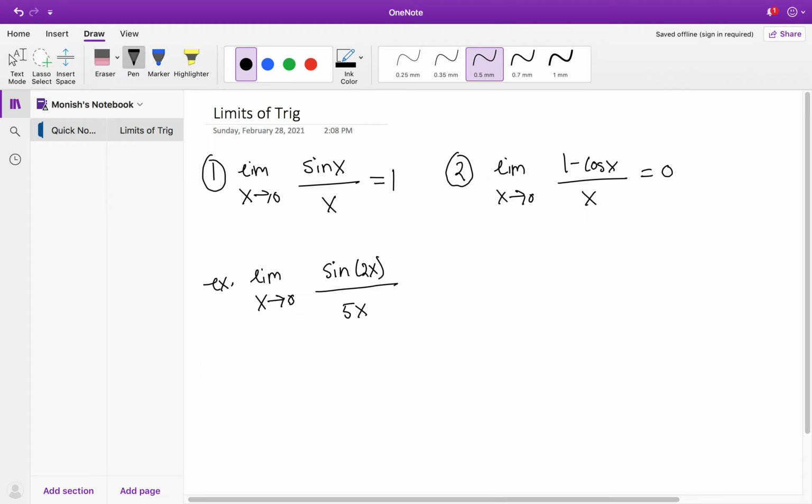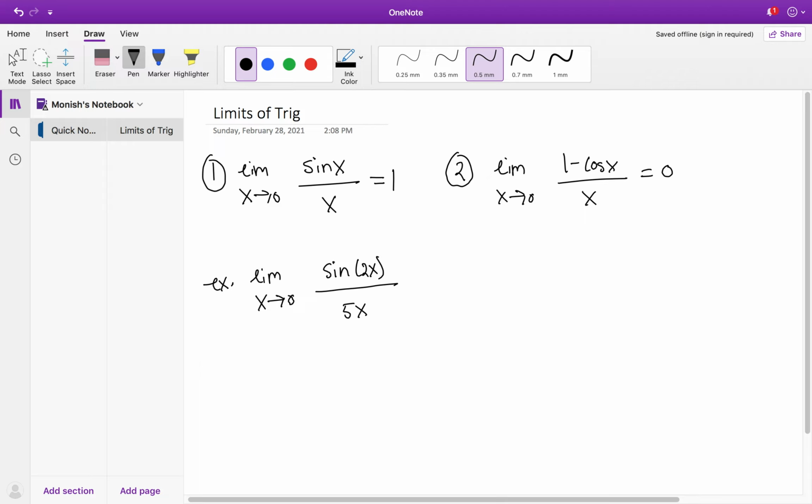A more general rule for this sine of x over x is that whatever angle is inside the sine has to be the same value in the denominator. So if it's sine of 2x, in the denominator you also have to have 2x. If it's sine of 3x, in the denominator you have to have 3x. So we're going to have to manipulate this so that we can apply the rule.